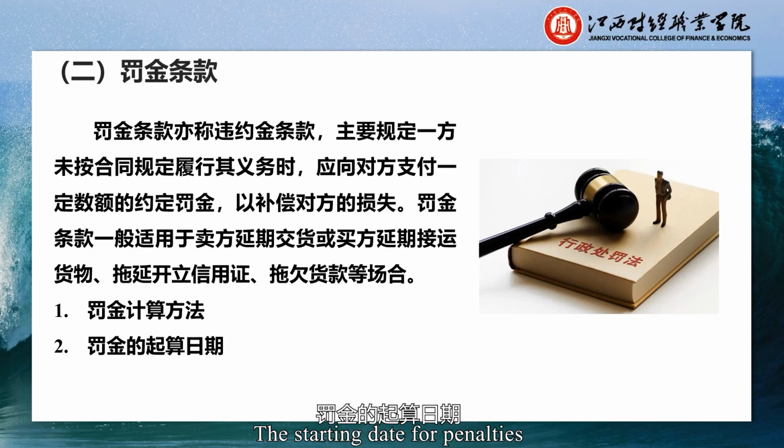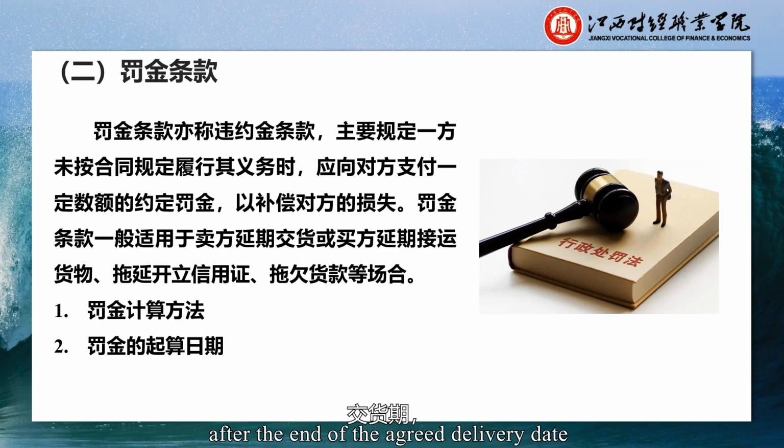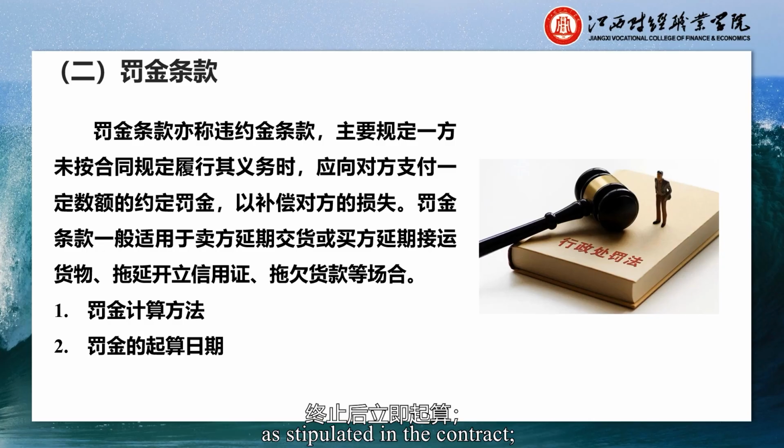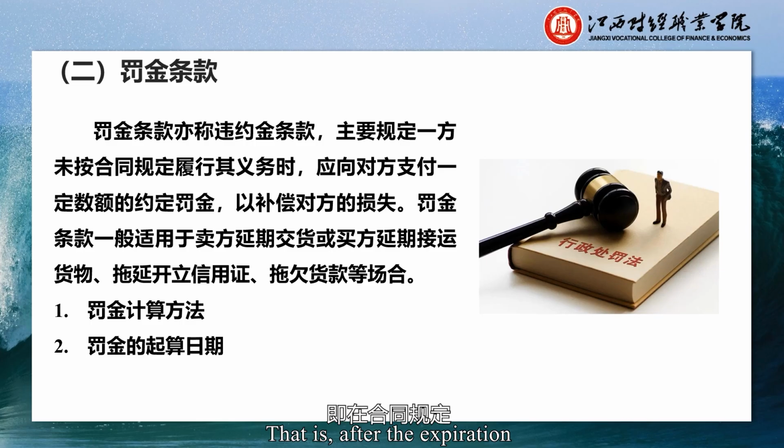The starting date for penalties should be clearly stated in the contract. There are usually two ways to stipulate this. One is to start immediately after the end of the agreed delivery date or the letter of credit opening date, as stipulated in the contract. The other is to establish a grace period, that is, after the expiration of the agreed delivery date or the letter of credit opening date as stipulated in the contract, there is an additional period of time, known as a grace period, during which no penalties are imposed, and penalties begin to accrue after the grace period ends.